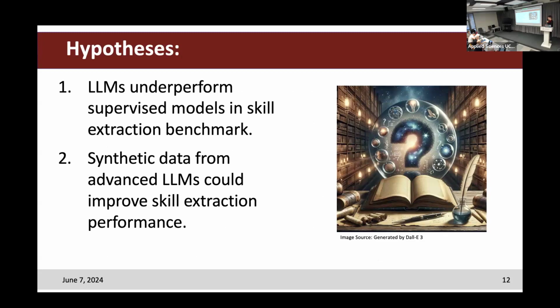So our hypothesis is that LLMs underperform supervised models in skill extraction now, and that synthetic data from advanced LLMs could improve it. Why do we believe so? Because LLMs are optimized to generate text, not to extract structured data from the text. And the second is that synthetic data that we can generate using these LLMs could improve the skill extraction performance.